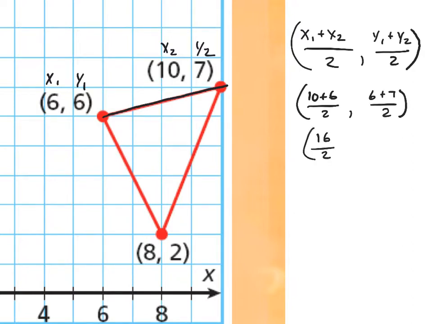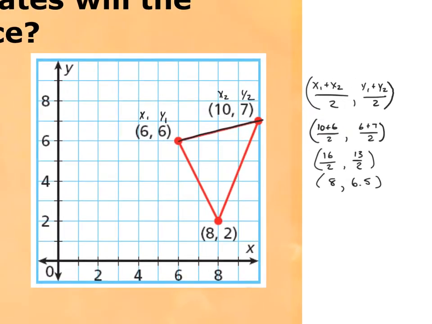16 divided by 2 and 13 divided by 2 gives me the coordinates 8, 6.5. Or 8, 13 halves, whatever helps you find it here. So I'm going to go 8 to the right and 6.5 up. This is my midpoint for that line. I'm going to connect it to the vertex on the other side. There is one of the medians.